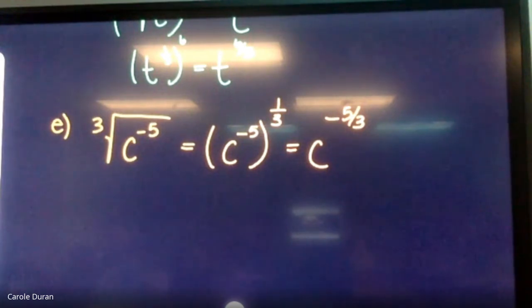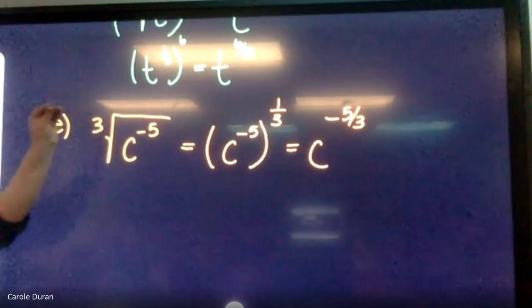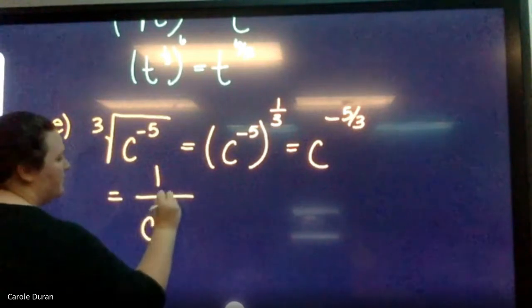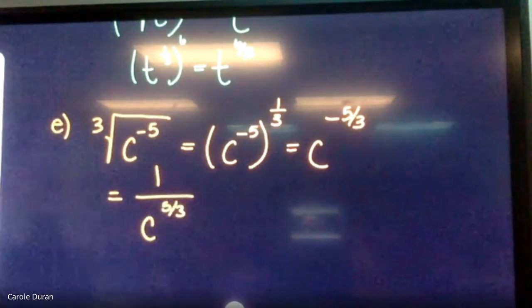So what do we know happens if I have a negative exponent? Anybody have an idea? Say it. Absolute value. Nope. Anytime you have a negative exponent, it indicates that it moves to the opposite side of the fraction. So because this is present in the numerator, it has to move to the denominator to become positive. So that is equal to 1 over c to the positive 5/3.